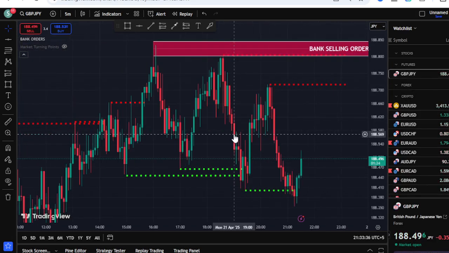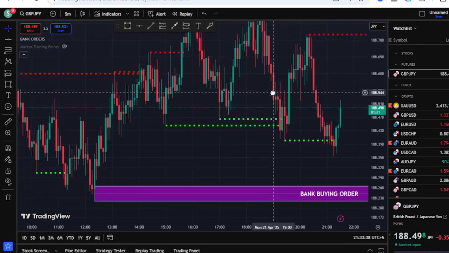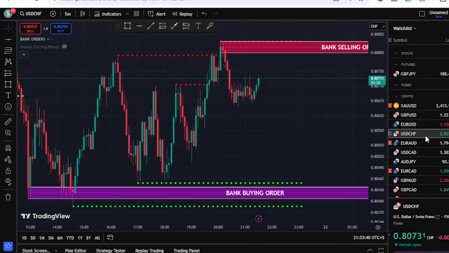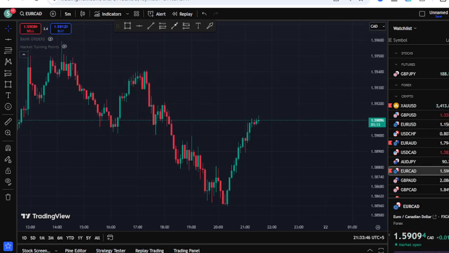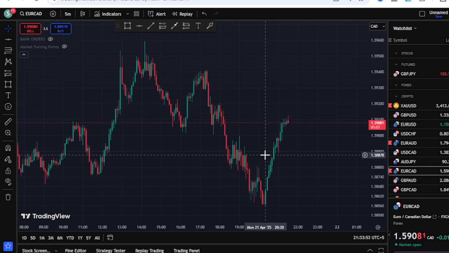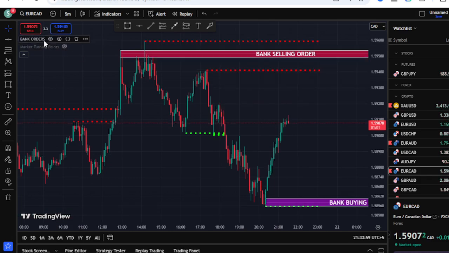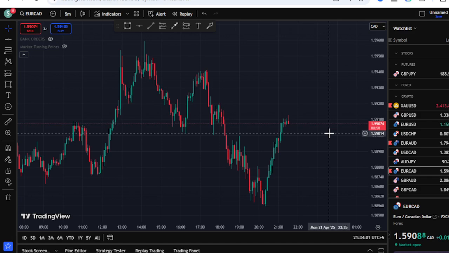Even if you talk about my bank indicator, that is also very, very strong because it is adding a lot of confirmations. You can see the bank selling level. There are a lot of things. If you don't have my indicators, it means you don't know anything about me and you don't know anything about the trading market, because the indicators that you are normally using don't work. I mostly use my bank order indicator and the market turning points. These are my two best indicators.